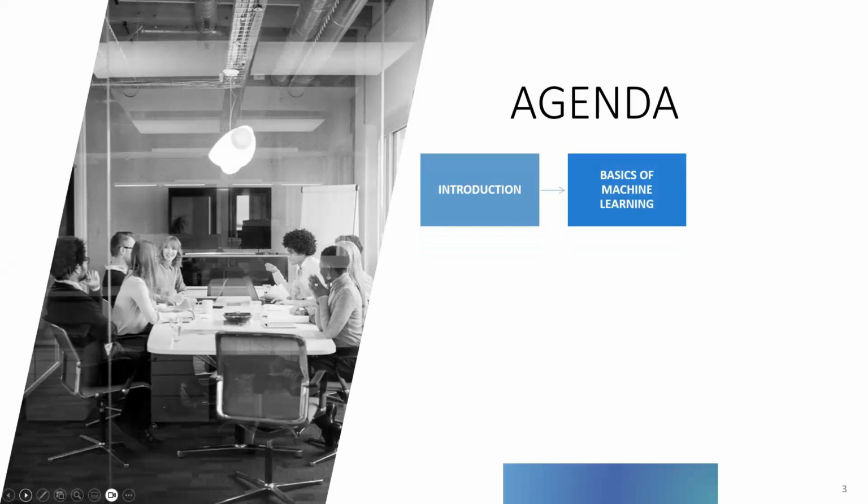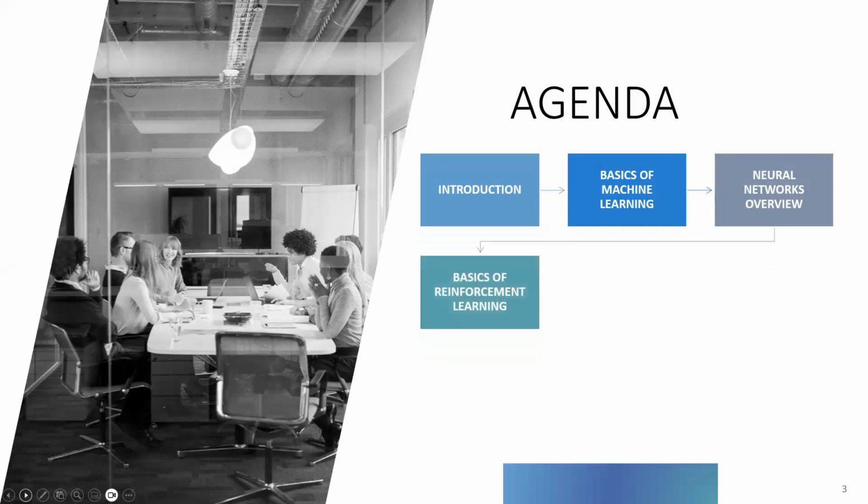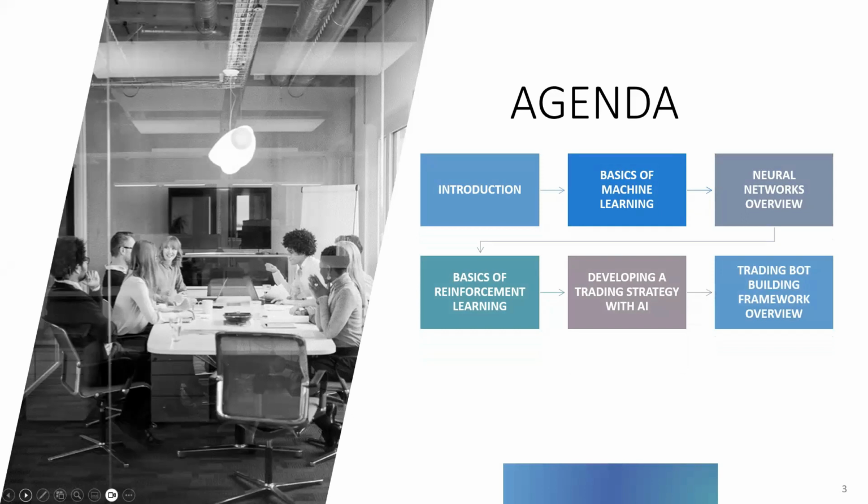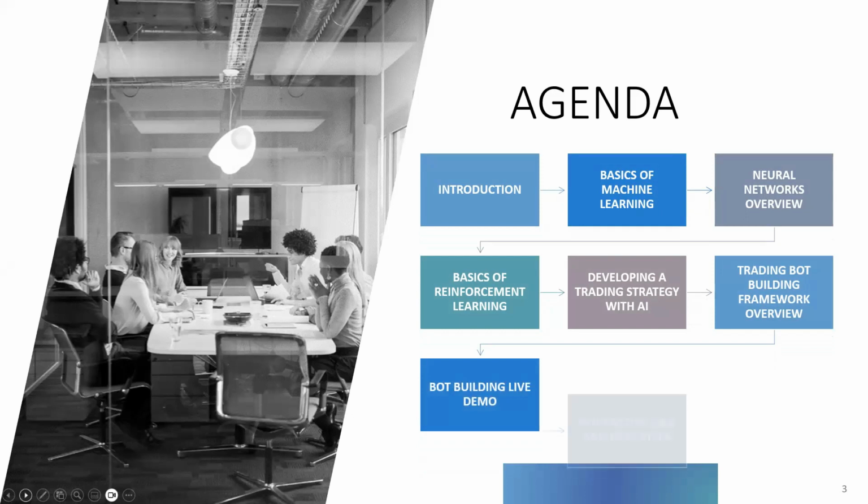Agenda of today. So first of all, I will start with an introduction. Then I will discuss an overview of machine learning, after which I will discuss neural networks. From neural networks, I will move on to reinforcement learning. Then we'll see how we can develop a trading strategy that uses AI. After which we will build a trading bot, based on a framework. You will see me build it live, and after which we will have an open interactive Q&A session.